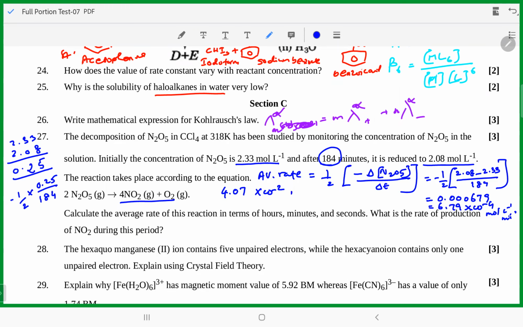Moles per liter per hour. Sir, 6.79 into 10 power minus 4 mole per liter per minute, right? Correct. So if we need to convert to seconds, we need to divide by 60. So when it is per hour, into 60, and when divided by 60, it becomes per second. In terms of seconds, it becomes 1.13 into 10 power minus 5 moles per liter per second.